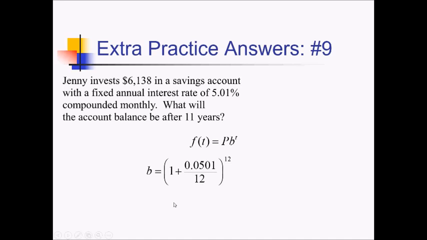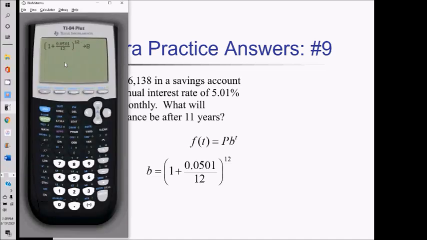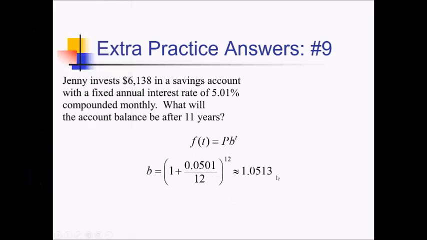On the calculator, let's see what that looks like. So plugging all this in and storing this as B so that I can pull it back whenever I want, I end up with about 1.0513 if I round it off. On the calculator, I'm not going to round off. I'm going to use the true value, but this is just kind of for show and tell on the paper here.